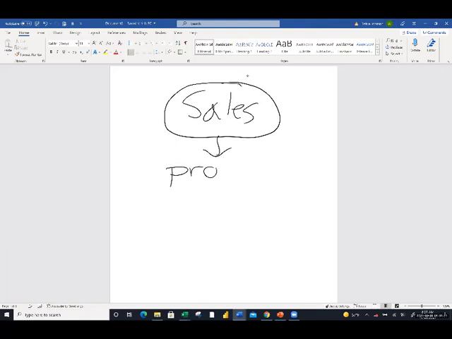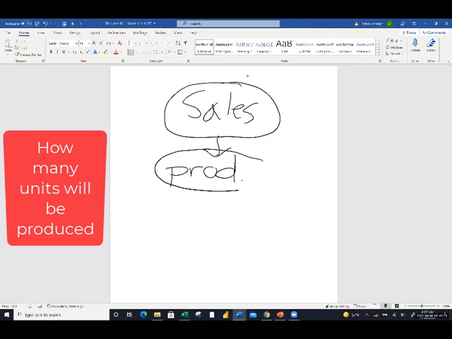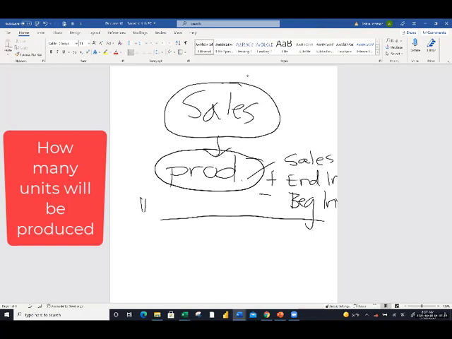Then we did the production budget. And that was the only budget that had no dollars associated with it. And basically that production budget started out with the sales budget, and it added in ending inventory, and it took out the beginning inventory. And that gave you the number of units to produce.